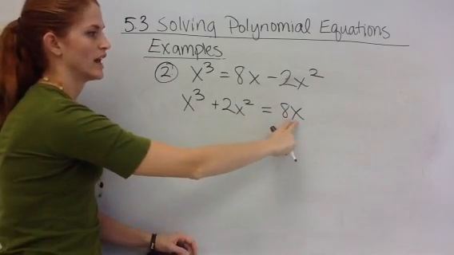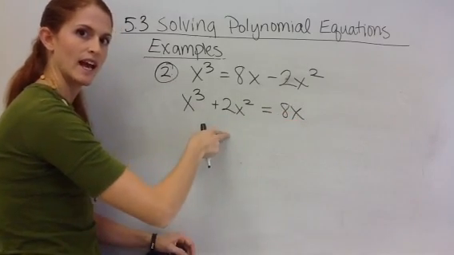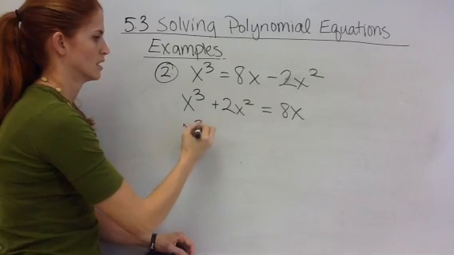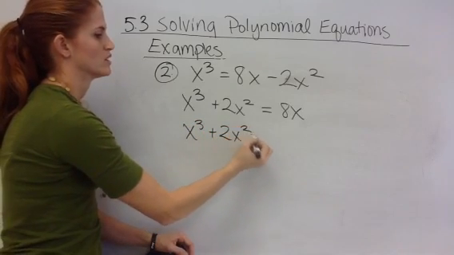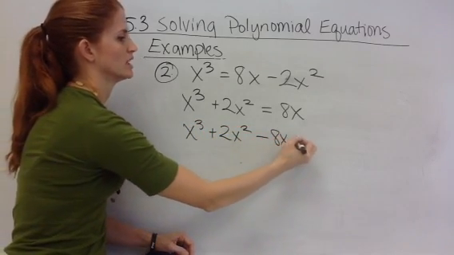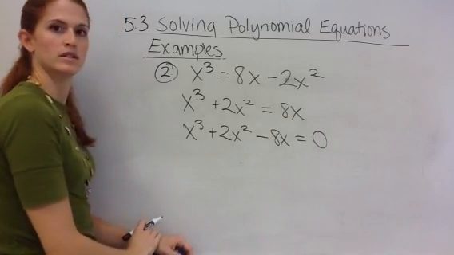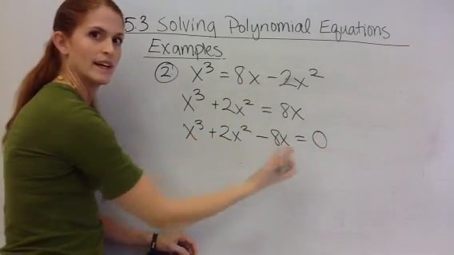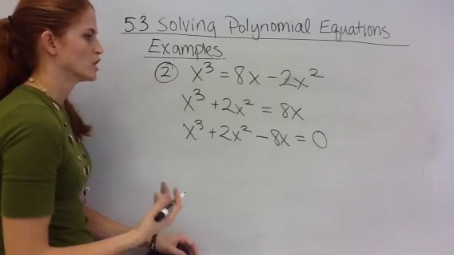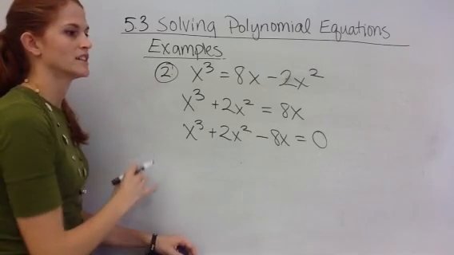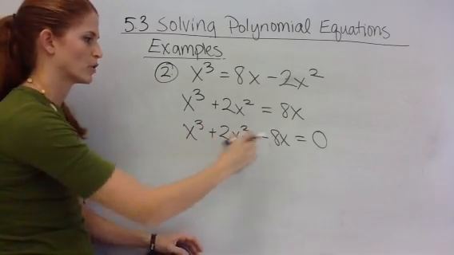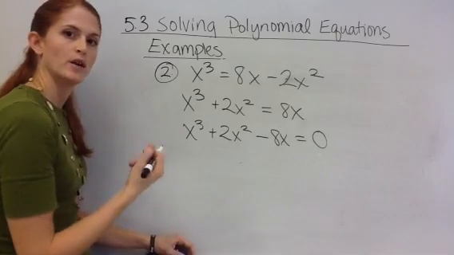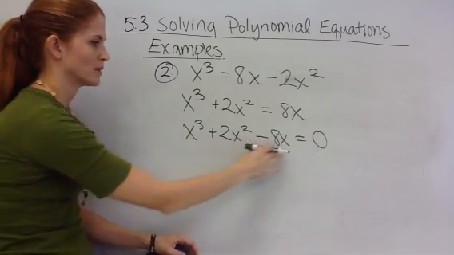Next, we want to move the 8x by subtracting 8x from both sides. So I'm subtracting 8x from both sides. That leaves me with 0. So what I've done is taken this and written it so that it equals 0. Now that it does that, I want to factor. So we have to go through our techniques and see which category this fits under. Well, I notice first off that I have something in common with every term.